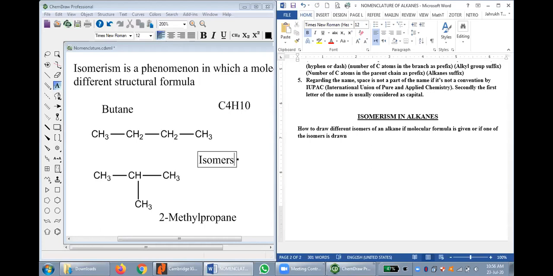So what if the formula is given and you need to do that on your own? For an example, let's say the formula is actually C5H10. How are you going to work with it?